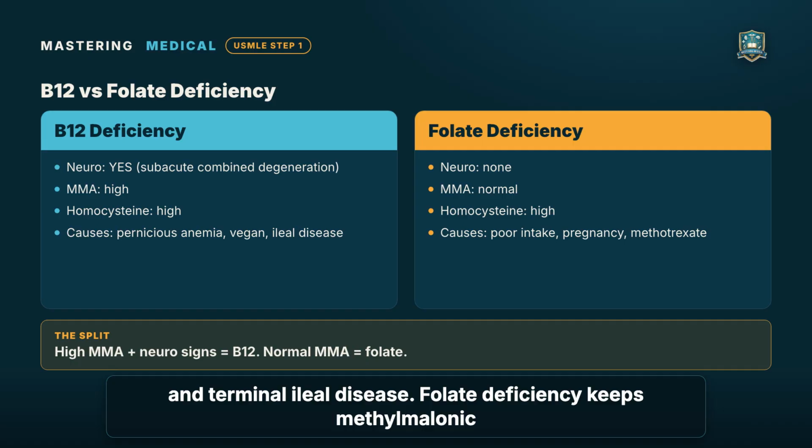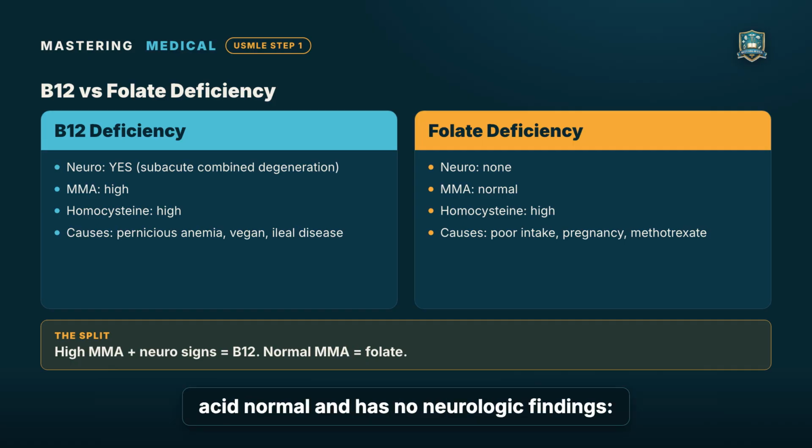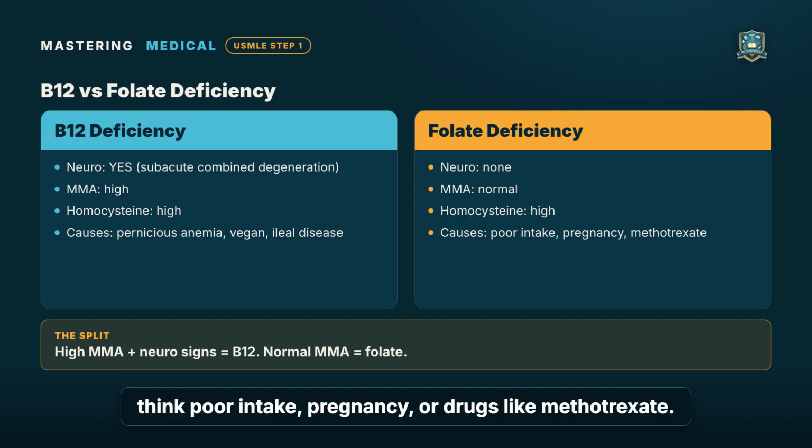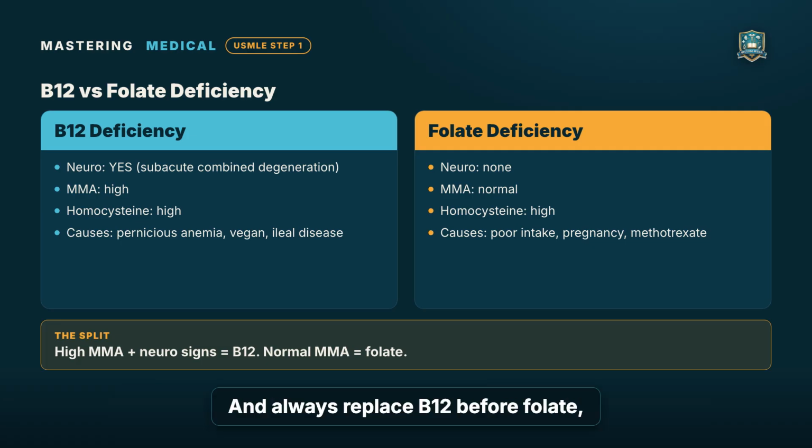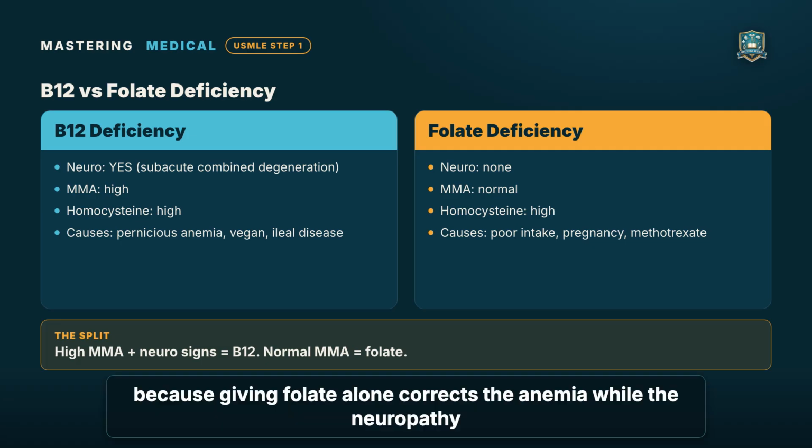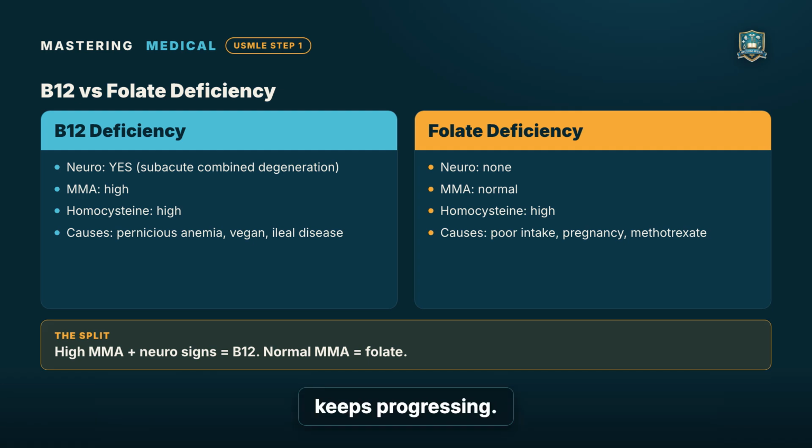Folate deficiency keeps methylmalonic acid normal and has no neurologic findings. Think poor intake, pregnancy, or drugs like methotrexate. And always replace B12 before folate, because giving folate alone corrects the anemia while the neuropathy keeps progressing.